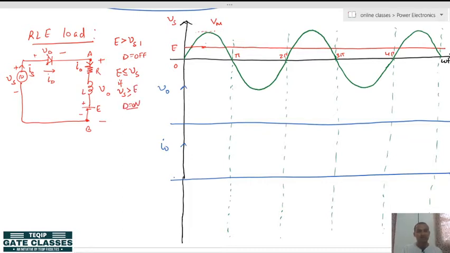So now let's analyze this circuit. Here you can see that till the point where E and the source voltage intersect each other, the diode will remain off. Let's mark this point as alpha dash, for example.